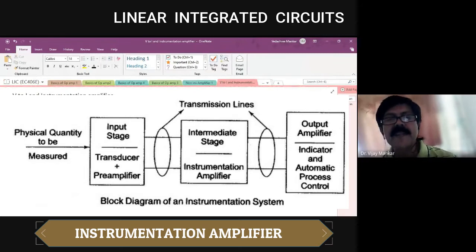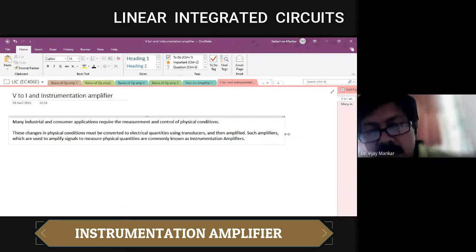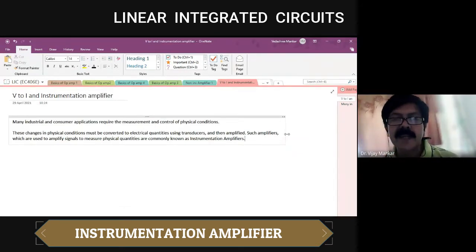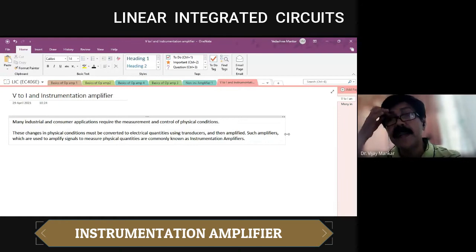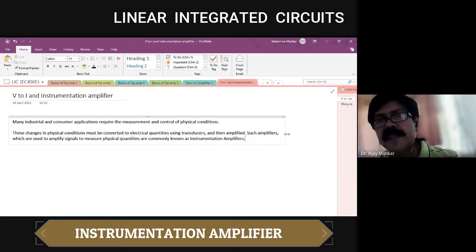We know many industrial applications require a certain physical parameter to be monitored, controlled, or measured. There are three different things. Either one needs to monitor that thing. That physical parameter can be anything: humidity, temperature, pressure, anything. That physical parameter he wants to monitor, either measure or control. So these are the three keywords.